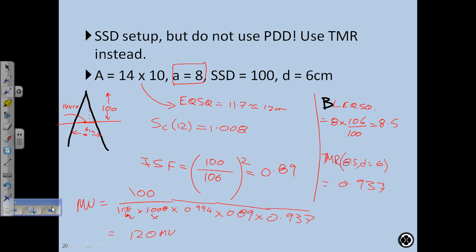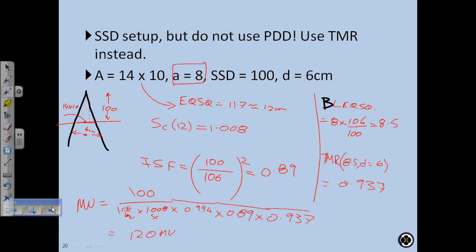So that's how we do it, and that's how in the clinic, most clinics have TMR tables and they don't have PDD tables. And again, what's the problem with PDD tables? You need a PDD table for every SSD you use, right? Well, you don't need a different TMR table for every SSD you use. So if you're gonna treat a patient at 105 SSD, you can use this.